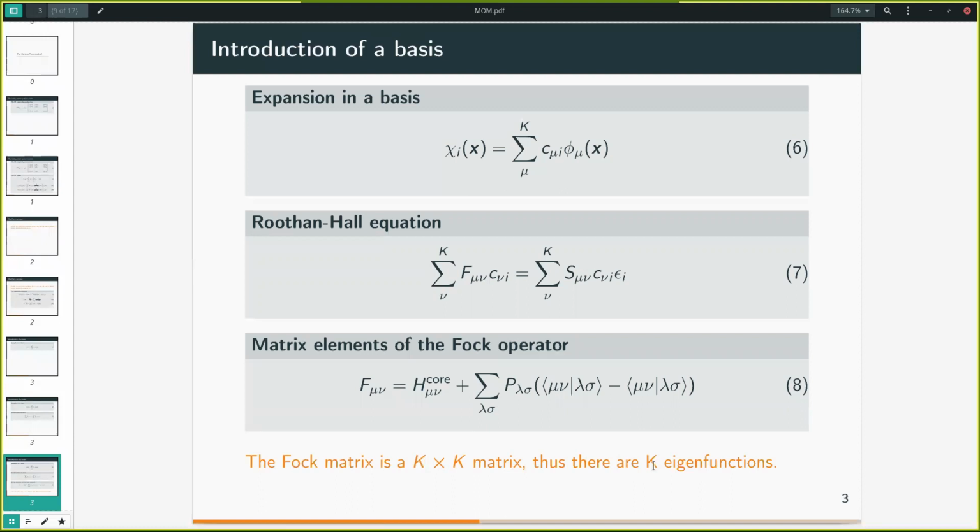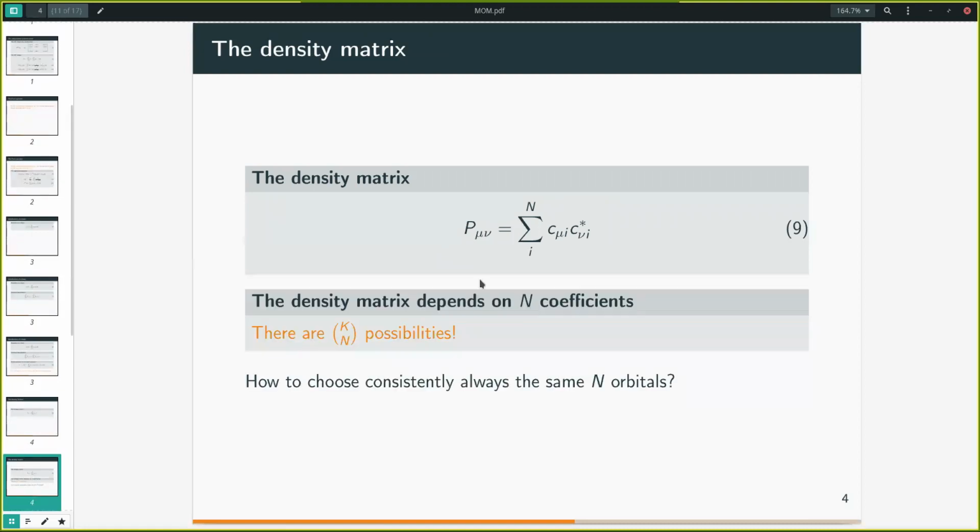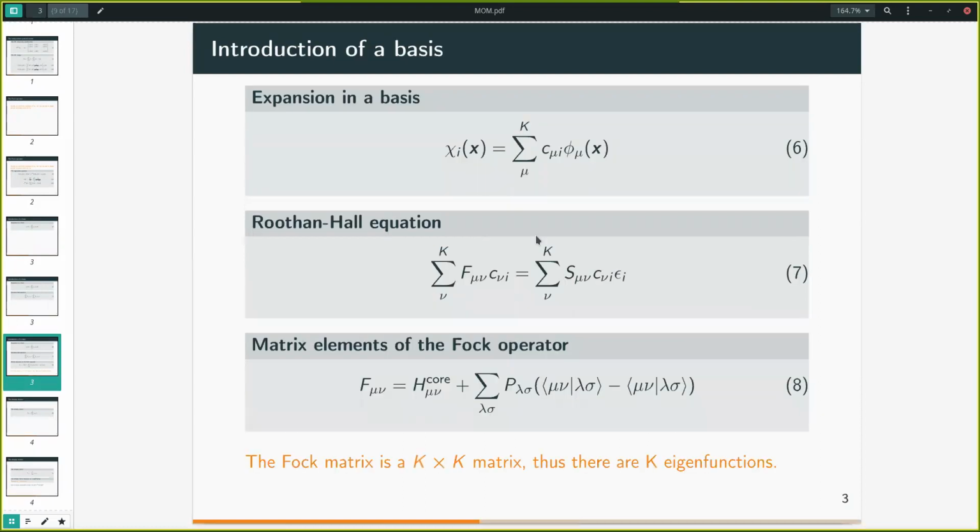So there are K eigenfunctions, but we just want to occupy N electrons, and this information is in fact in the density matrix, because the density matrix depends on N coefficients. So these N coefficients are the occupied orbitals, and so in fact there are N among K possibilities to form this density matrix, because as you can see here, this Fock matrix depends on the density matrix, which depends on the coefficients.